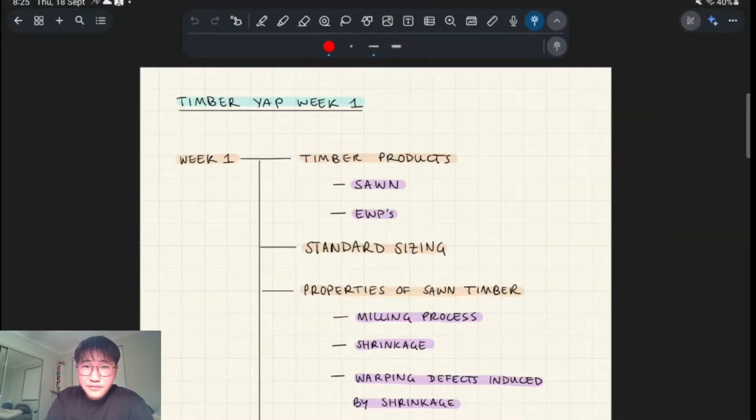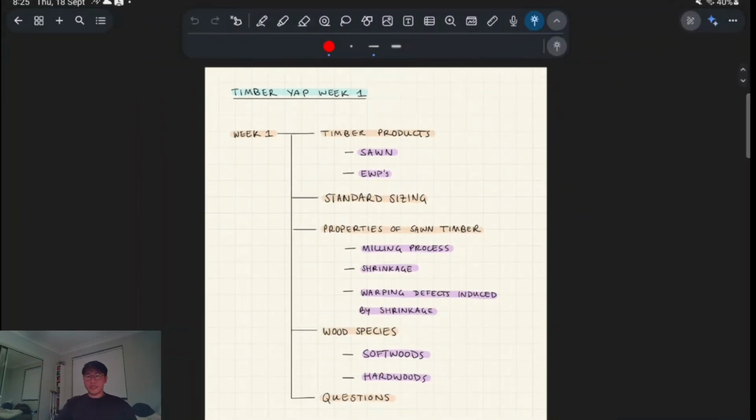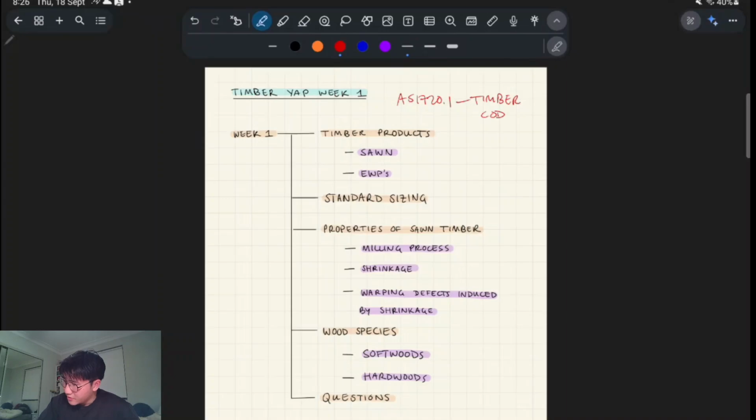So yeah, week one. How this course is broken up is into two parts. Week one, we're just talking about timber as a material, and there's a code. Let's write it down. AS 1720.1, which is our timber code for Australia. And I guess all timber structural engineering design revolves around this code. Yeah, and we'll get into the difference between sawn timber and EWPs, but this code documents both types.